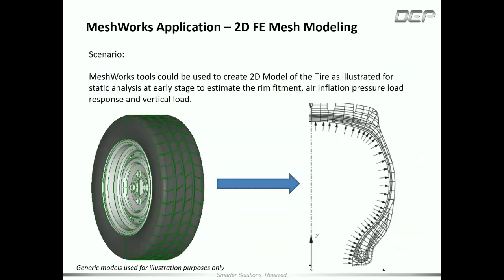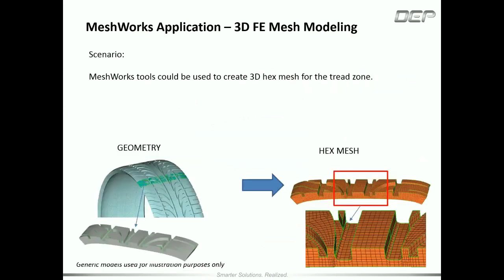Now moving on to the 2D aspect, today our team is going to show how MeshWorks can be used to very quickly create a 2D model that can be used to study various load cases and how the tire can be further optimized as well. Once the evaluation is done on the 2D model, the analyst can then move on to a more detailed 3D model, which we'll discuss here shortly.